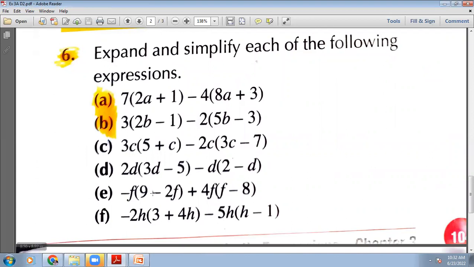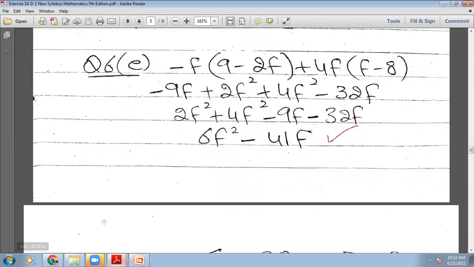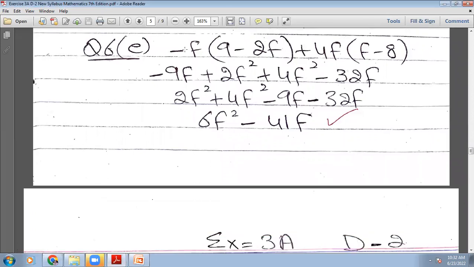So the next part is the E part. That's showing up on your screen. So let's solve it. This minus f will multiply with both these terms, and the signs will change. This 4f will multiply with both these terms. So here we go: minus 9f plus 2f squared plus 4f squared minus 32f. So arrange the like terms: 2f squared plus 4f squared minus 9f minus 32f. So add the coefficients. It will become 6f squared minus 41f. So that's question number 6, and it's E part.